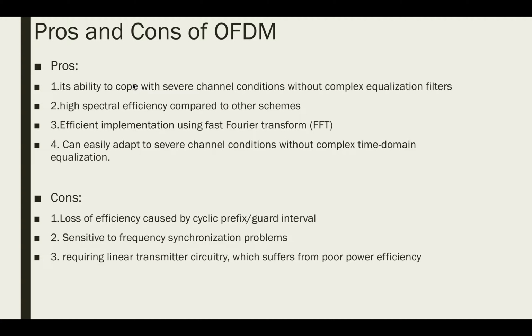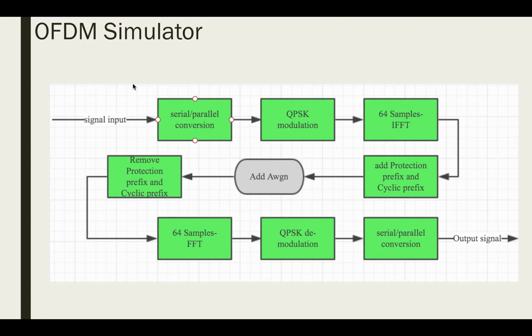It also has many drawbacks, like loss of efficiency caused by the cyclic prefix and the guard interval. And second, it's very sensitive to frequency synchronization problems, and it requires linear transmitter circuitry, which suffers from poor power efficiency. Here is the OFDM simulator sketch I designed for this project, and I will discuss it in many parts.